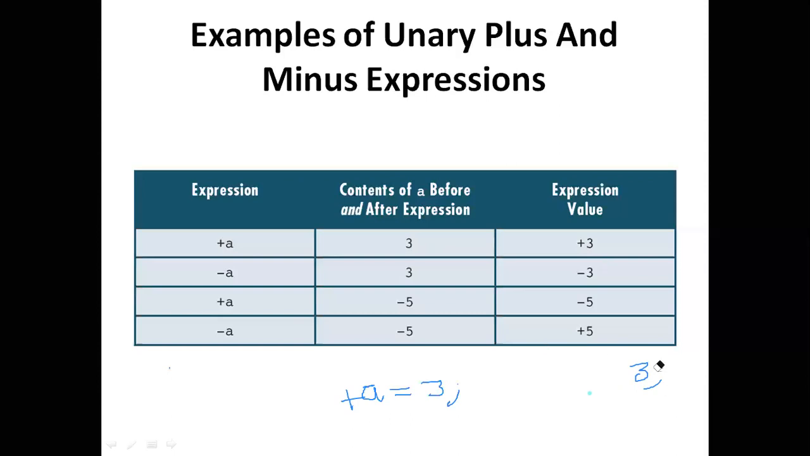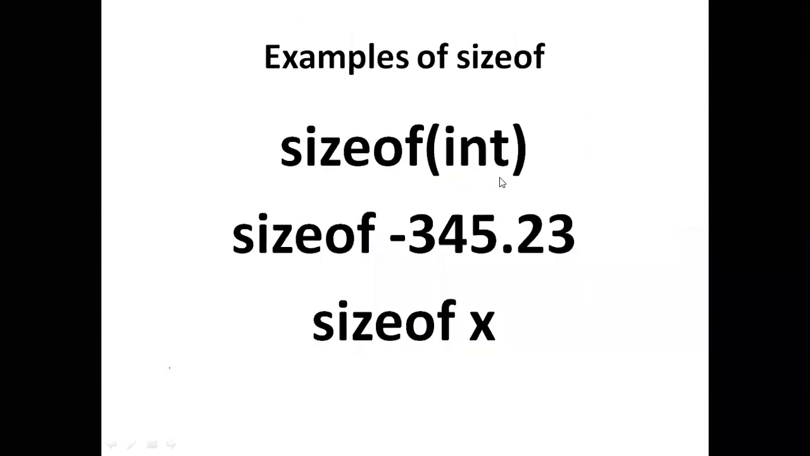These types of expressions we are going to call unary expressions. Here we have unary plus and unary minus expressions. If you are writing System.out.println of sizeof(int), to find out the size of this particular data type, then this one also we call a unary operator, a unary expression.